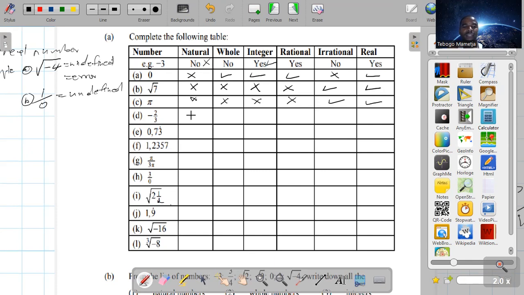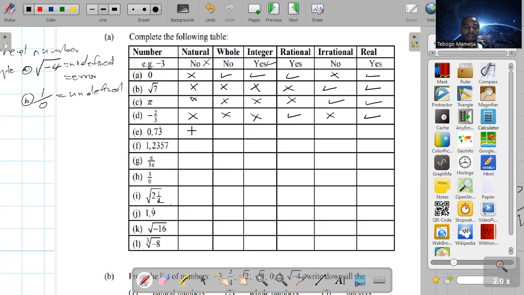The other number, guys, is negative 2 over 3. If you punch it on a calculator, this number is going to give you negative 0.666666, if I'm not mistaken. Is that a natural number? No. It's a recurring decimal. Is that a whole number? No. Is that an integer? No. Is that a rational number? Yes, it's a rational number. Is that irrational? No. Is that a real number? Yes, it's a real number.